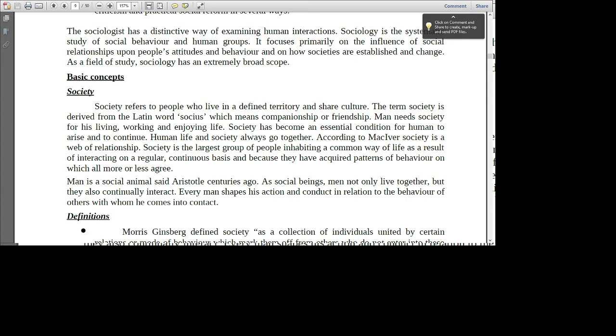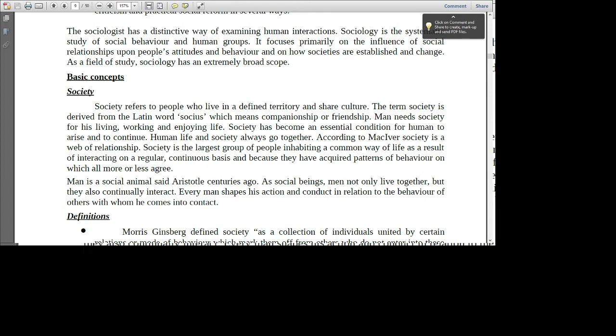Yesterday, we discussed the topics related to sociology and social work. What is the relationship between sociology and social work, and what is the difference between them? The concept of sociology and the importance of studying sociology and social work. These are the concepts which we covered in the previous classes.